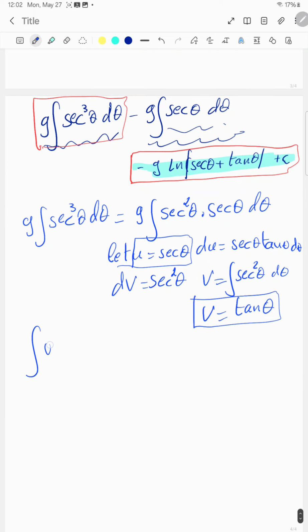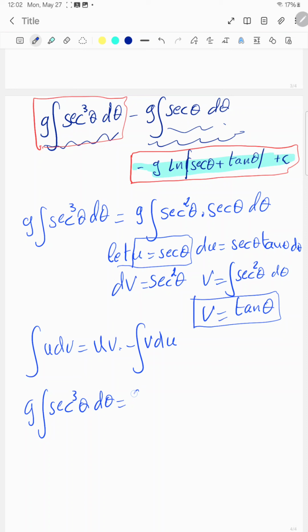Integration by parts formula: integral of u dv is equal to uv minus integral of v du. And now let's copy 9 integral of sec to the power of 3 of theta d theta equal, the u is sec theta, and my v is tan of theta, minus integral of v, which is tan of theta, du, which is sec theta tan theta, sec theta tan theta d theta.